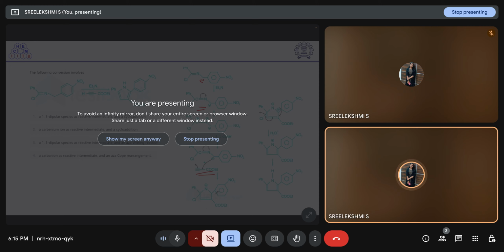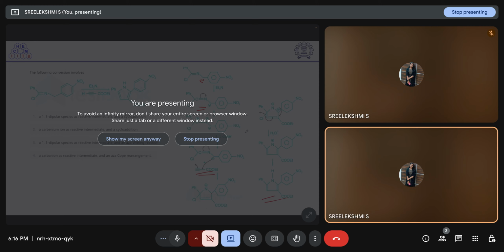Then again what is happening is that proton abstraction will take place from this position and that negative charge will fall off here. This will come here and the Cl will leave to form this compound. Then the negative charge on nitrogen will be quenched and we will be getting this compound.